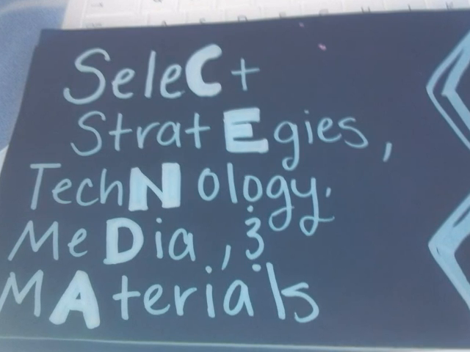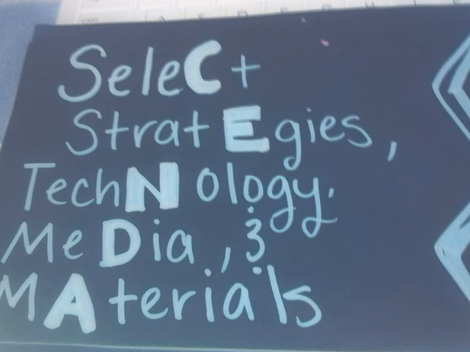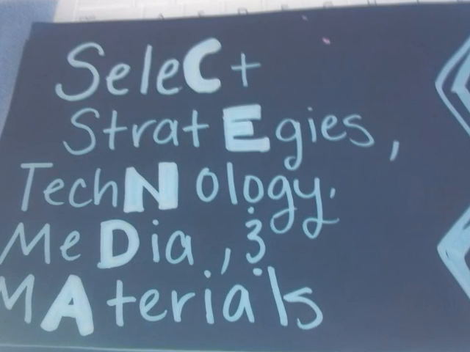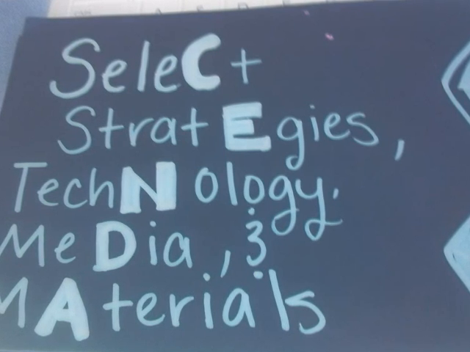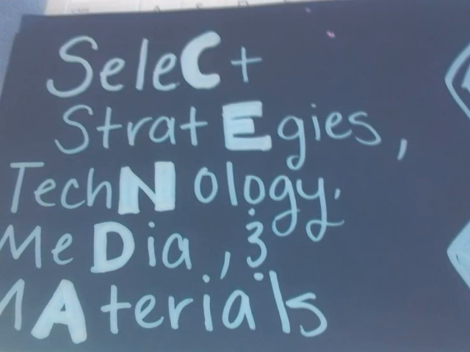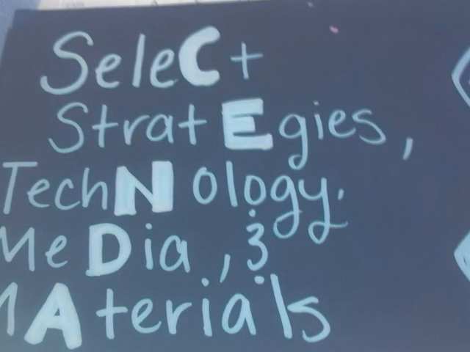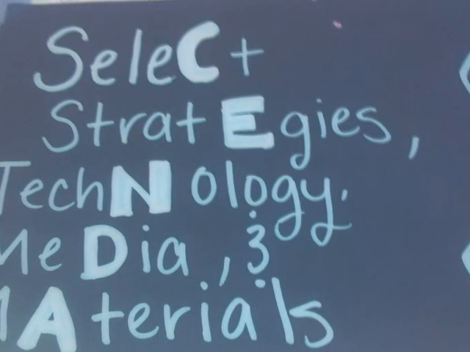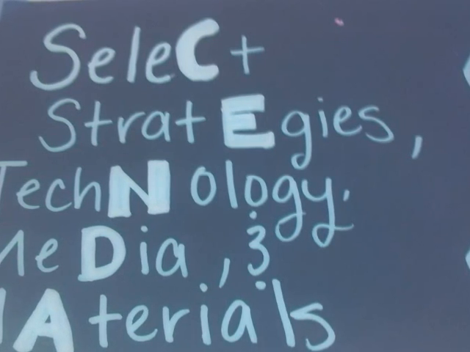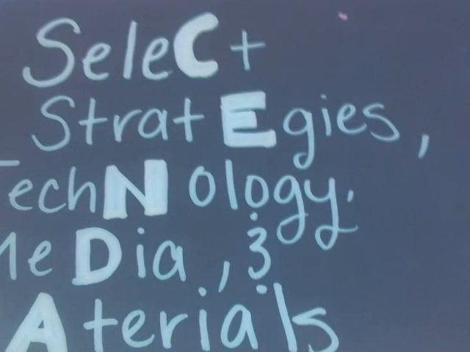Select strategies, technology, media, and materials. Once you have analyzed your learners and stated the standards and learning objectives, you have established the beginning points, students' present knowledge, skills, and attitudes, and ending points, the learning objectives of instruction. Your task now is to build a bridge between those two points by choosing appropriate instructional strategies, technology, and media, then deciding on materials to implement these choices.